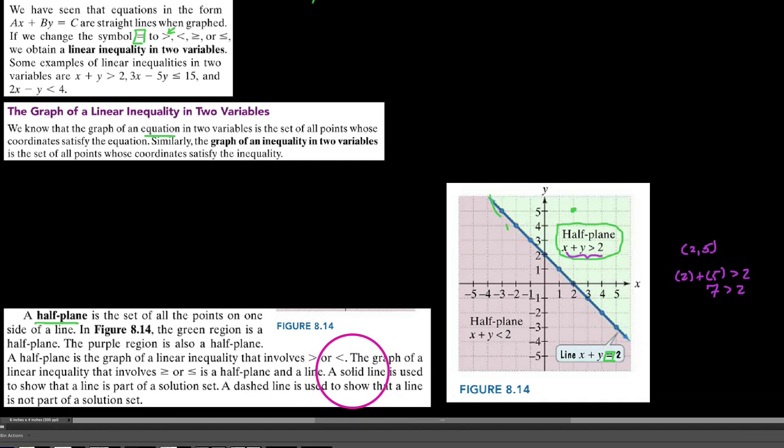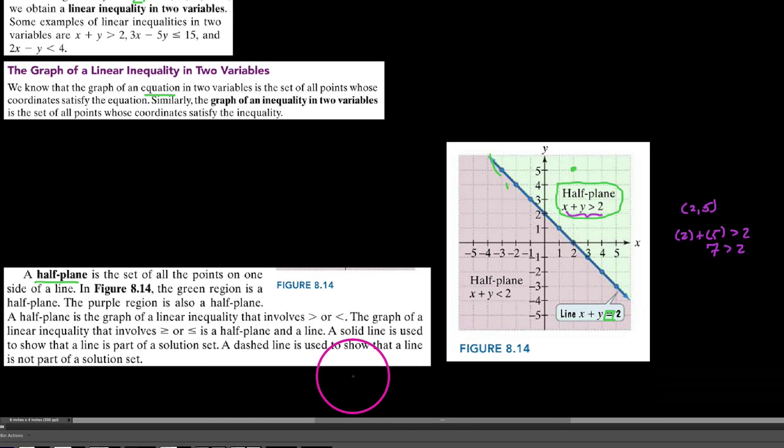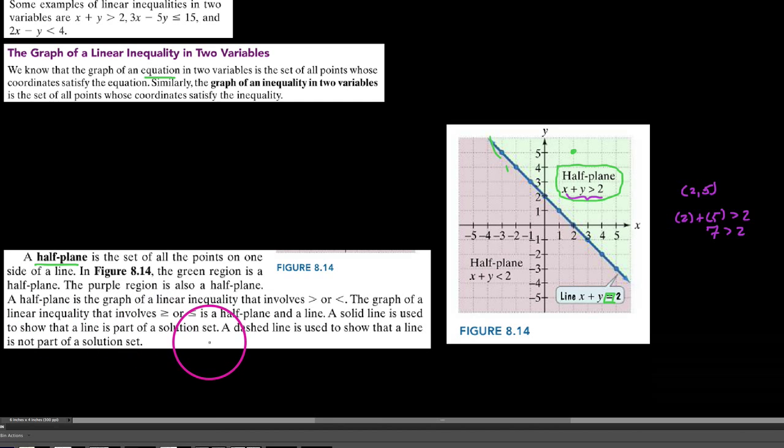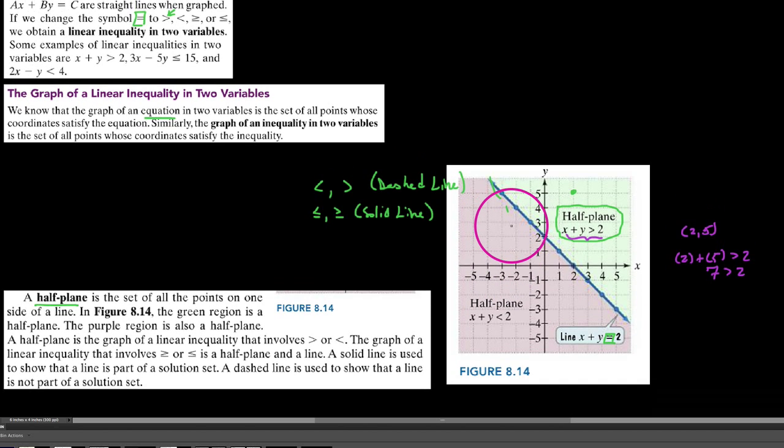A solid line is used to show that a line is part of the solution set, and a dashed line is used to show that a line is not part of the solution set. So if it's less than or greater than, we use a dashed line when we graph it, which means we won't include the points on that line. If we use less than or equal to or greater than or equal to, we use a solid line.